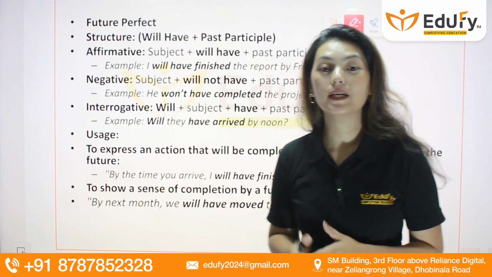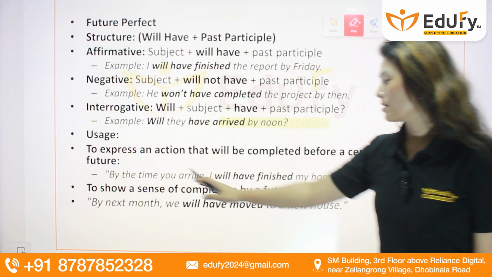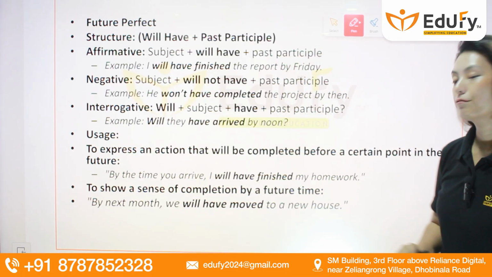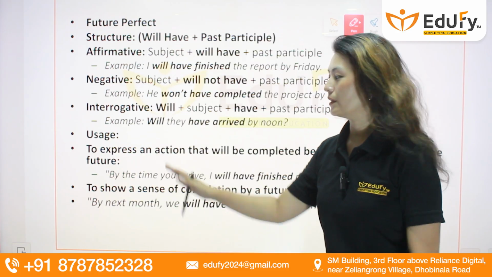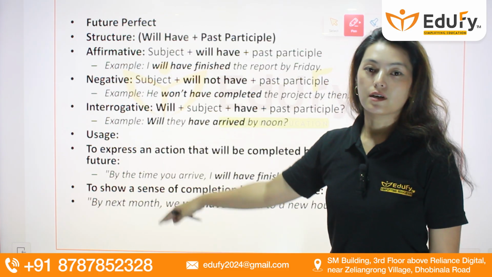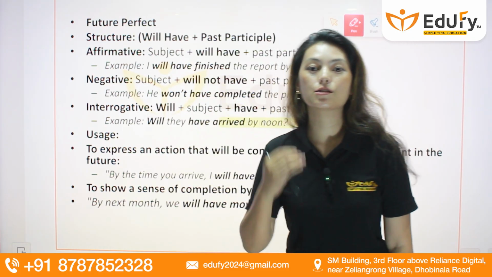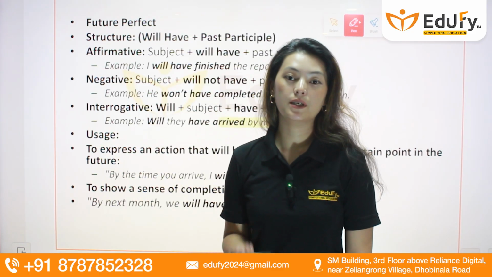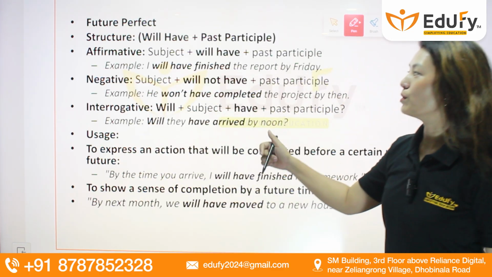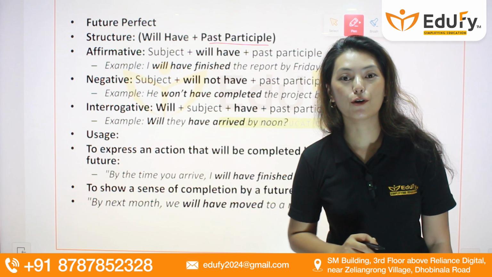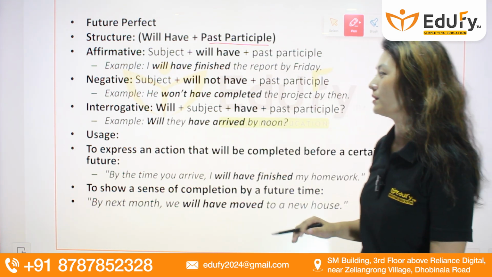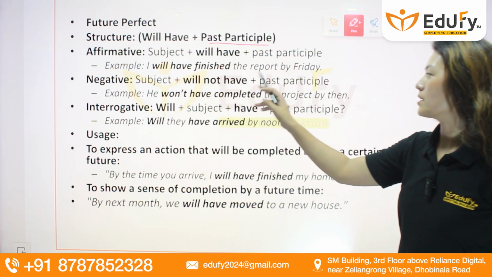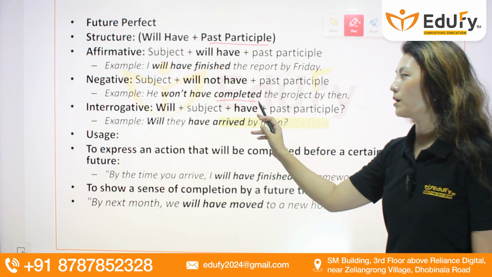The second usage is it's also talking about the completed action, to show a sense of completion by a future time. So all of this description about the future perfect tense is talking about an action in the future, but it will be completed actions. So that is why we see the past participle form of the verb in this type of tenses. He will not have participated or completed.